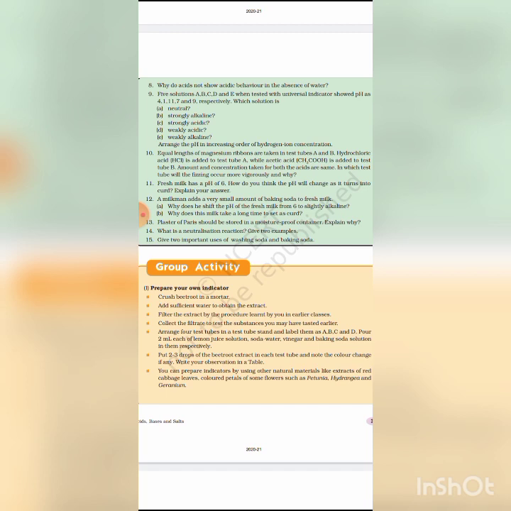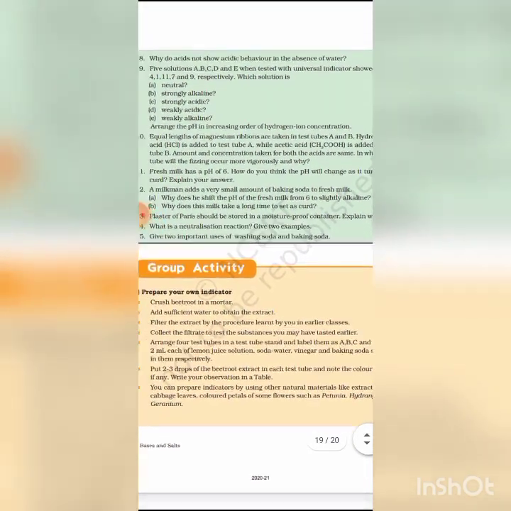Student, now question number 14. What is a neutralization reaction? And give two examples. All bases react with acids to form salt and water. This process is known as neutralization. For example, sodium hydroxide NaOH plus HCl gives NaCl plus H2O. Potassium hydroxide KOH plus HNO3 gives KNO3 plus H2O. Okay. Now student, your last question.